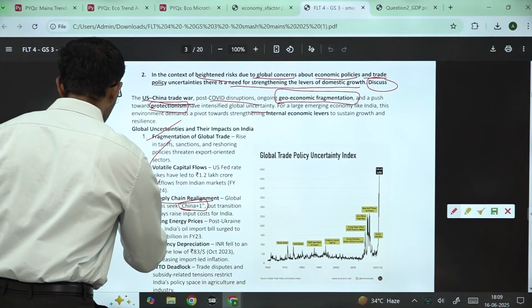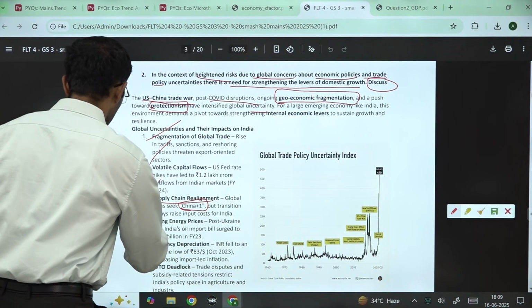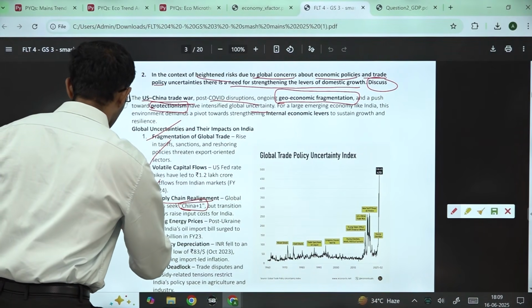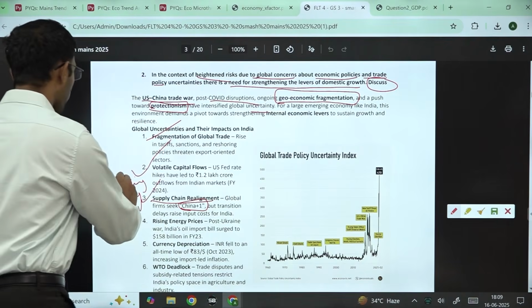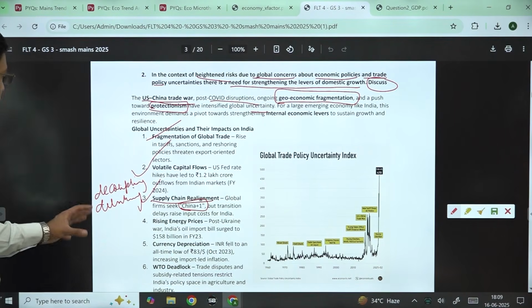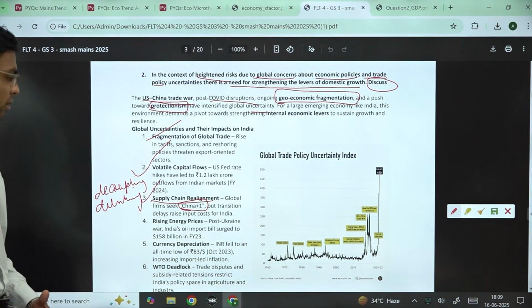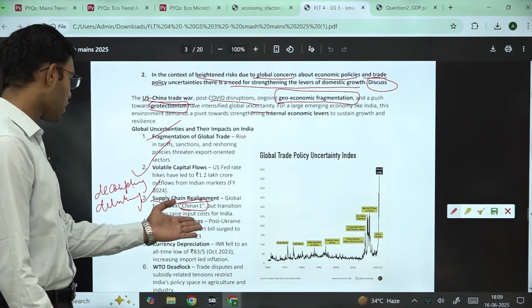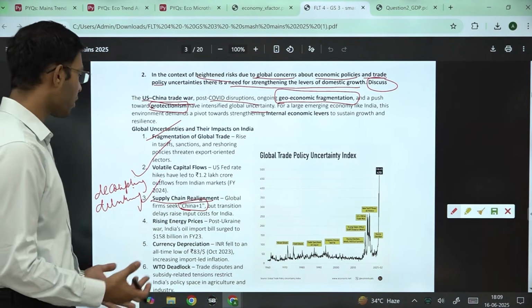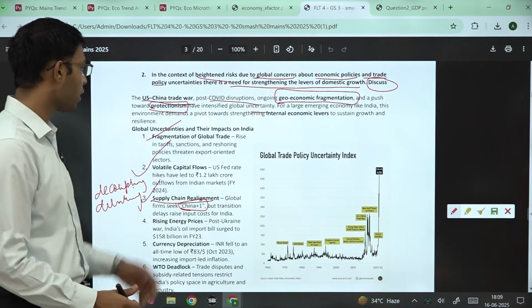Another word that you can use is decoupling, delinking. These types of nice keywords and name dropping also add that X factor to your GS3 answer. Post rising energy prices. So we have a lot of points and dimensions to cover here. You obviously will know all these things when you study for this.